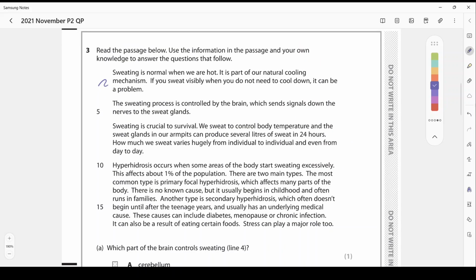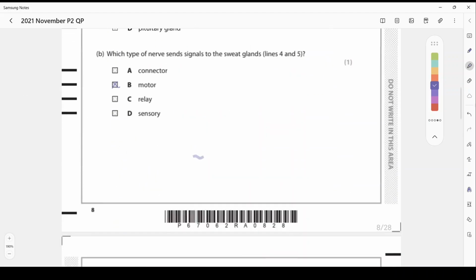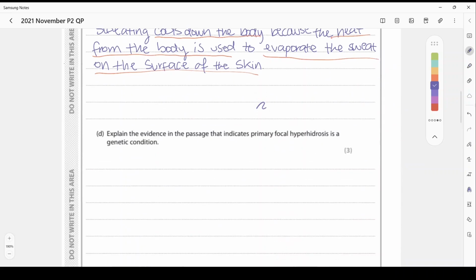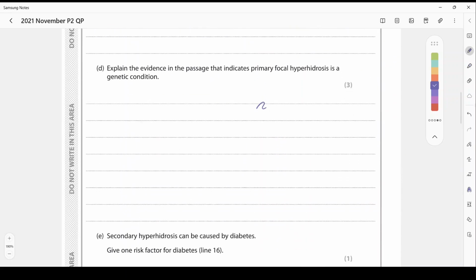All right, so we can see in this last paragraph, they talk about hyperhidrosis, and they mention that there is no known cause. Let me just get the highlighter instead. Okay, there's no known cause, but usually begins in childhood. So that means they are probably born with it, and often runs in the families. So because it says that it often runs in families, that probably indicates that it is a genetic condition, which means that the parents pass on the alleles to their offspring.